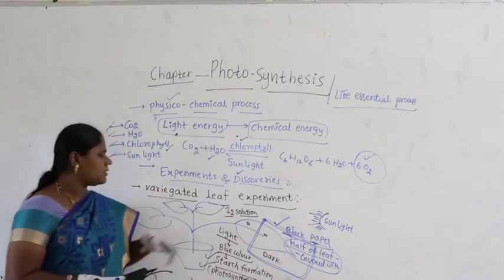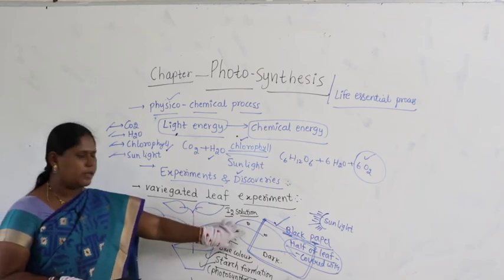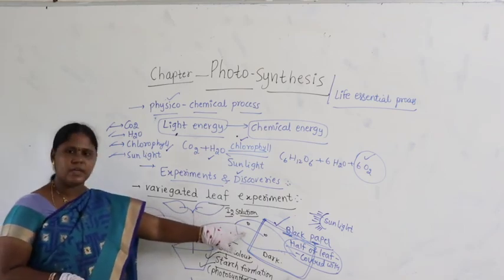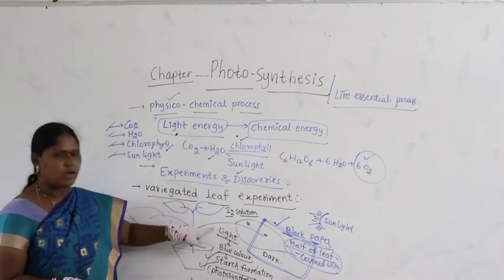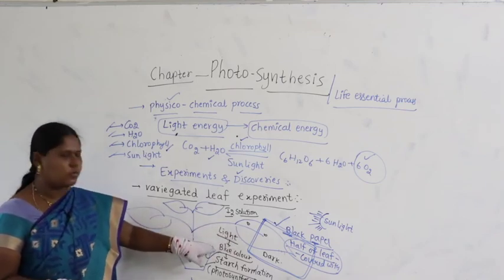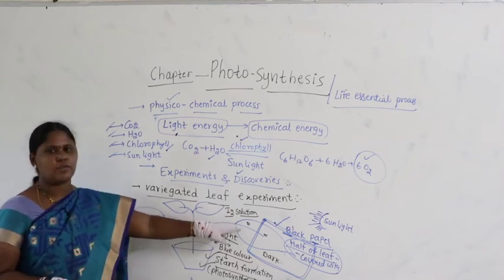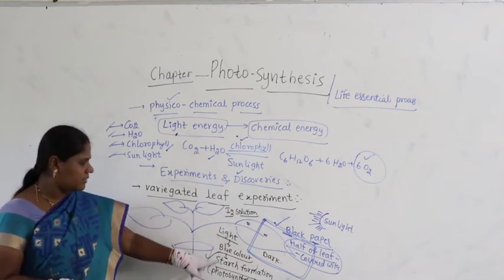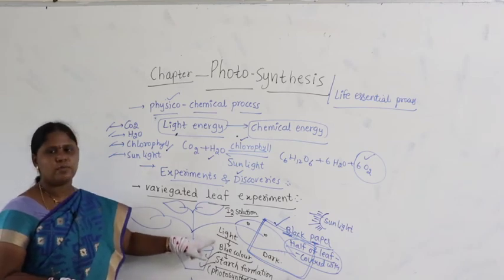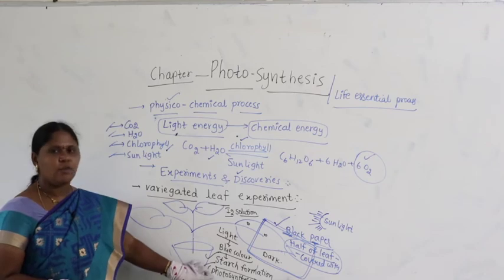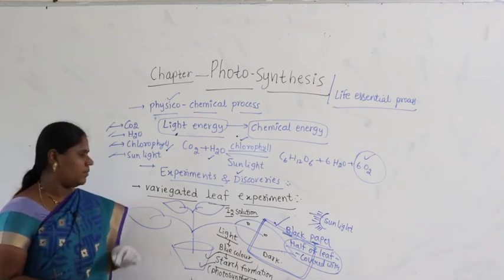Whenever iodine solution is dropped, the half of the leaf that is exposed to light turned blue. How could it turn blue? Because iodine solution reacts with starch and leads to the formation of blue color. That means there is a formation of starch, which indicates that photosynthesis has taken place.